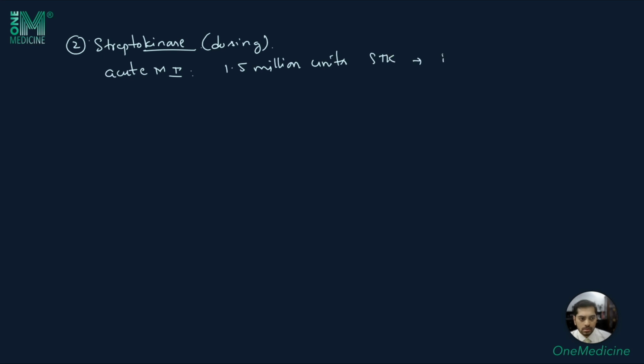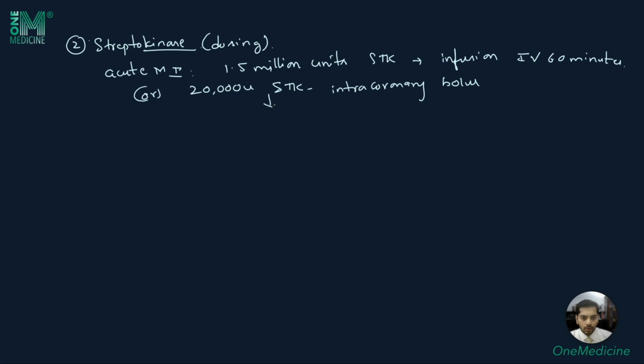The second fibrinolytic agent that we are looking at is streptokinase. In case of acute myocardial infarction, 1.5 million units of streptokinase is given as infusion intravenously over 60 minutes, or 20,000 units of streptokinase as intracoronary bolus, which is followed by a 2000 unit per minute infusion, again intracoronary, over 60 minutes.